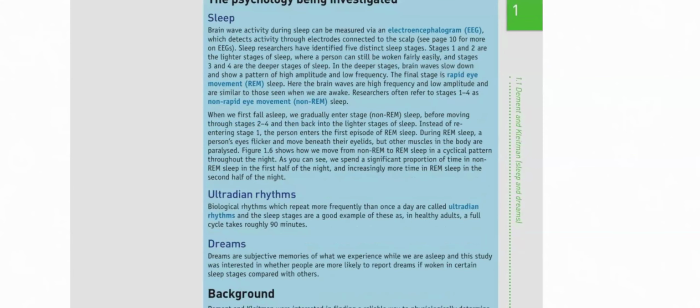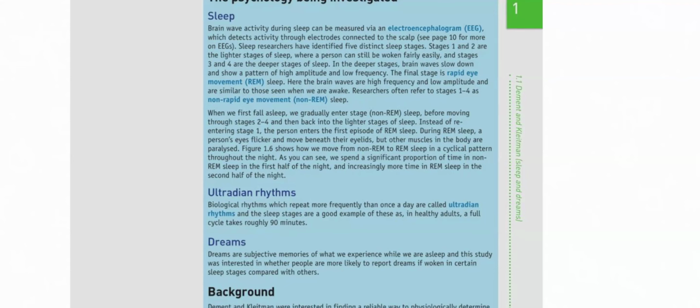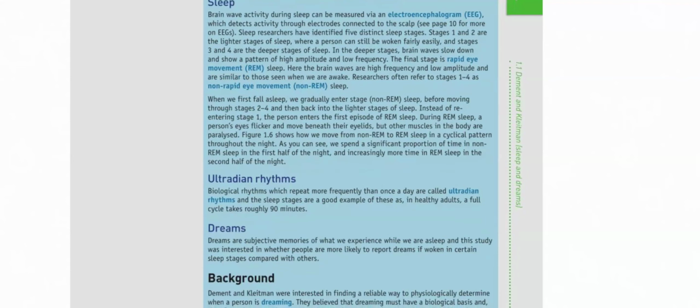Then we have ultradian rhythms. Biological rhythms which repeat more frequently than once a day are called ultradian rhythms. The sleep stages are good examples of these. When you're looking at the EEG, I just showed you how it shows the lines. When you have the same pattern of lines, that's called an ultradian rhythm. So if the pattern stays the same, zigzag, zigzag, zigzag, for days and days, that means you have an ultradian rhythm, which is seen as a very healthy thing.